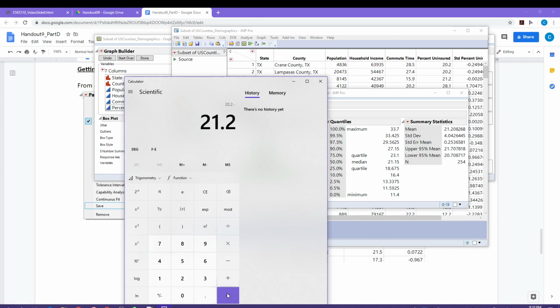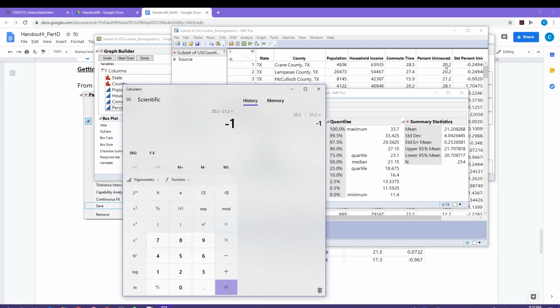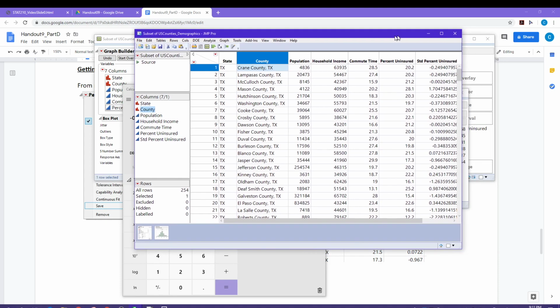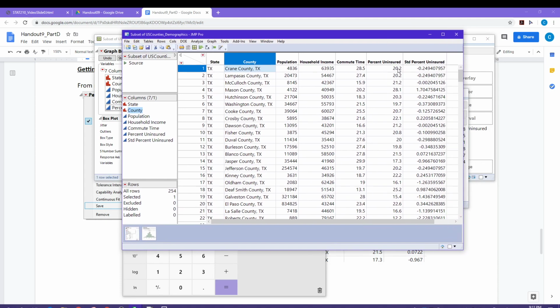So I have -1. Again, what that's telling me is that for Crane County, Texas, the percent uninsured is about 1% lower than average. But I need to express that in terms of the standard deviation. So I need to divide that quantity by 4.04. And that's where that -0.24 is coming from here. So what that tells me is that this county's uninsured rate is pretty close to the middle.